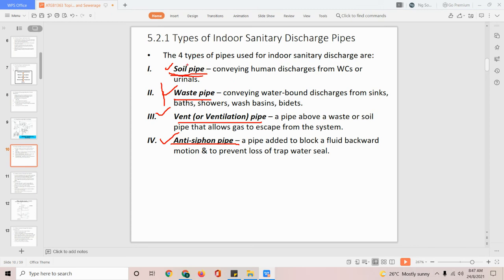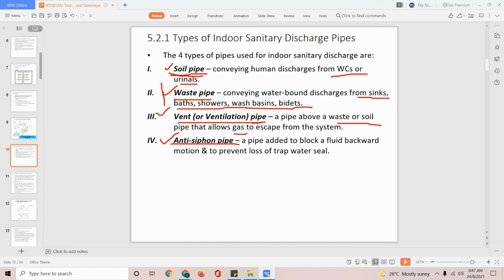Okay, so here we have 4 types of pipes. We want to separate them out. First off, we have our soil pipe, which is from our WC or urinal. After that, we have our waste pipe, which is from our sink, bathroom, shower, or any bidet. And then we also have a ventilation pipe. This is an additional pipe above the waste or soil pipe that allows gas to escape from the system.